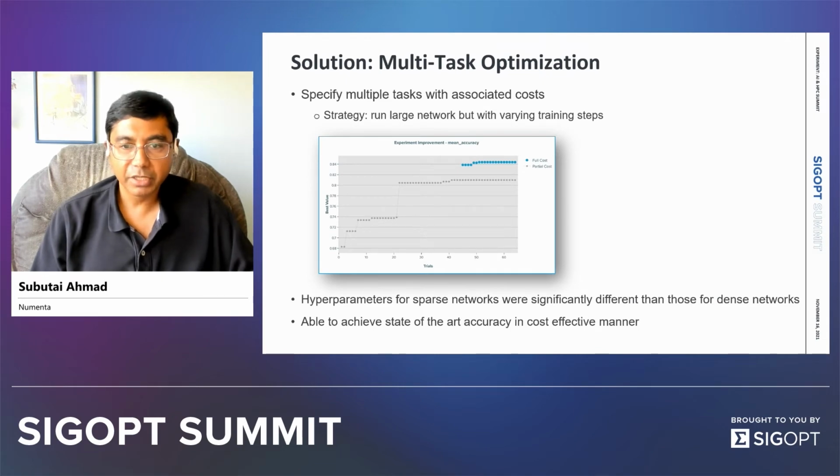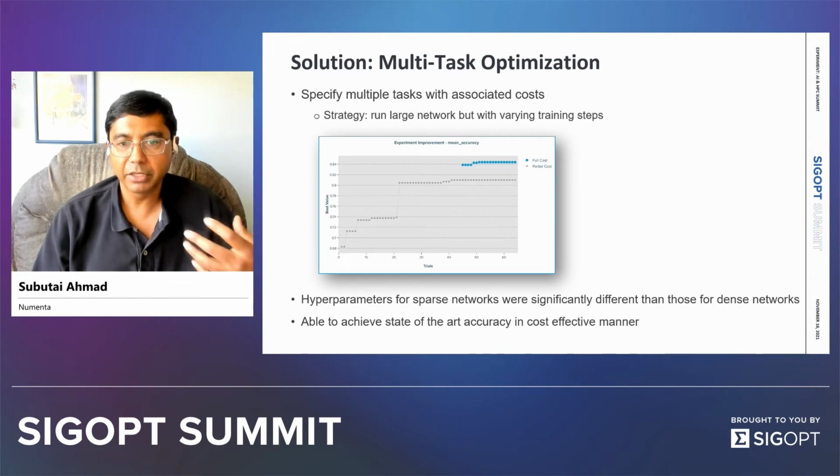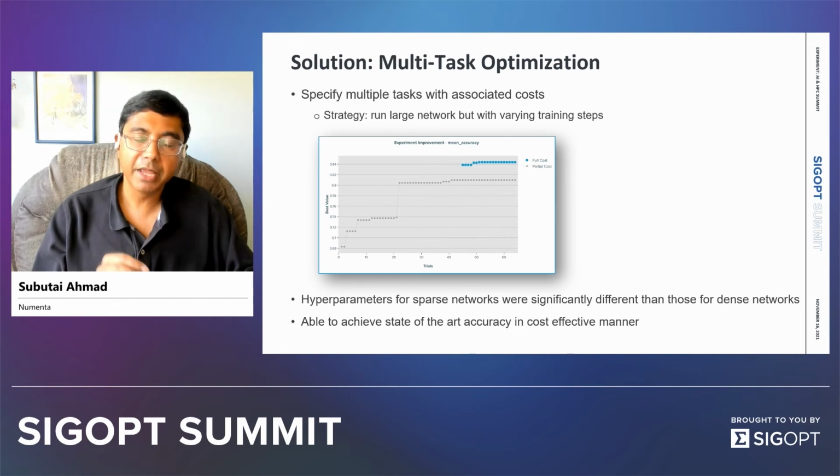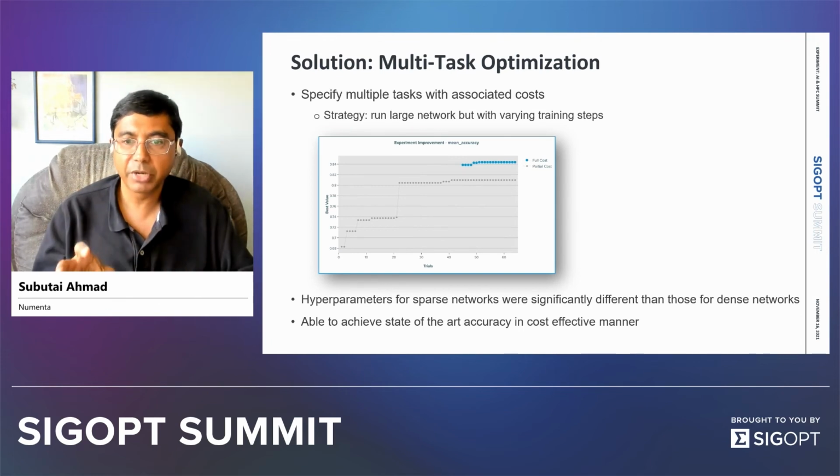This chart shows how this works in SigOpt. The gray dots show the runs that were at the lower cost tasks, and the blue circles show the trials that were run at the higher cost, and those obviously have higher accuracy. And you can see that most of the runs were done at the lower cost scenarios, and then once it starts to hone in on some parameter regimes, SigOpt will automatically invoke the higher cost regime. So again, this allowed us to achieve state-of-the-art accuracy in some of our networks in a very cost-effective manner.